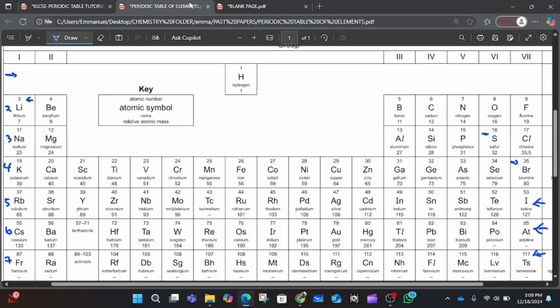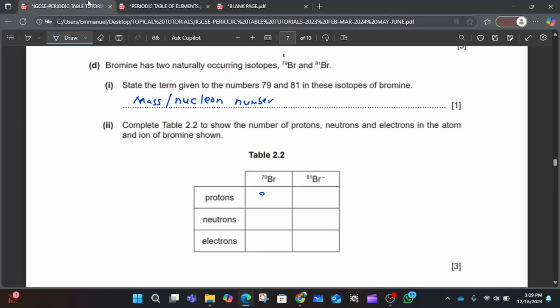So it means the proton number is 35. So this is 35 and 35 for this. For the number of neutrons, we subtract the proton number from the mass numbers. And so for this it is 44. The number of electrons is 35. It is the same as the number of protons because it is a neutral atom.